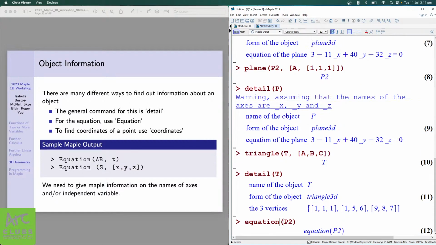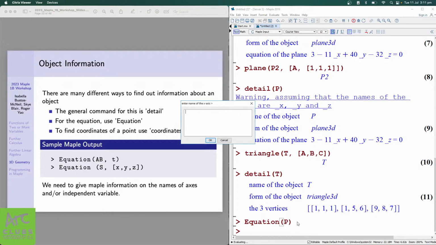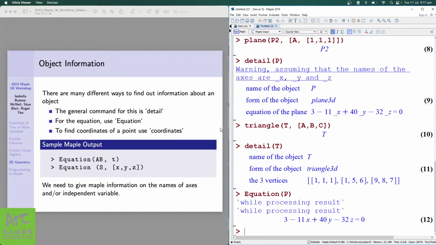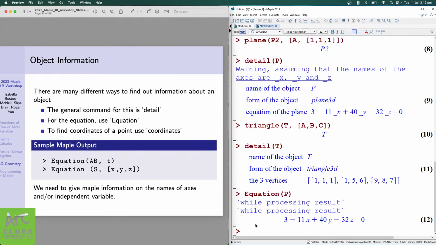Equation of P2. Oh, we need capitals. So let's find the equation of P. This is x, y, z. Yep. This is 3 minus 11x plus 40y minus 32z. And to find the coordinates of a point, we use coordinates.